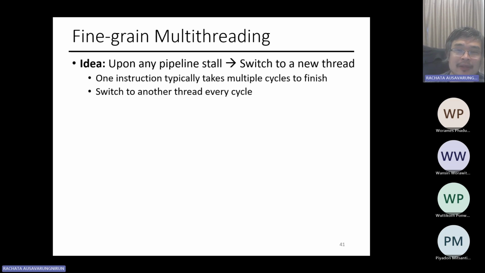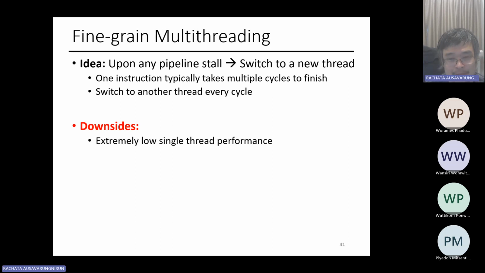Fine-grained multi-threading is basically this put on steroids, if you will. Whenever I have a pipeline stall, I switch to a new thread. Whenever it stalls, I switch to another thread. Every single cycle, in fact, I switch into another thread. The downside is that I would have to maintain a lot of hardware threads. Each thread would take more time to finish because it's always switching to another thread.